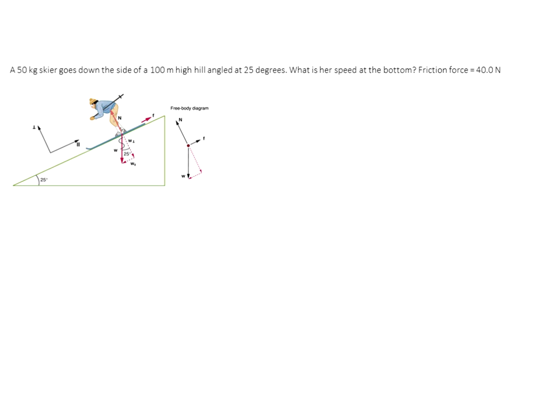We investigated this problem the last time we were together. This time I just stole an image from the textbook. And hopefully I'm not breaking any copyright laws. It is an open source textbook, and I am doing this for my class which uses that textbook. But anyway, a 50 kilogram skier goes down the side of a 100-meter high hill angled at 25 degrees. What is her speed at the bottom?